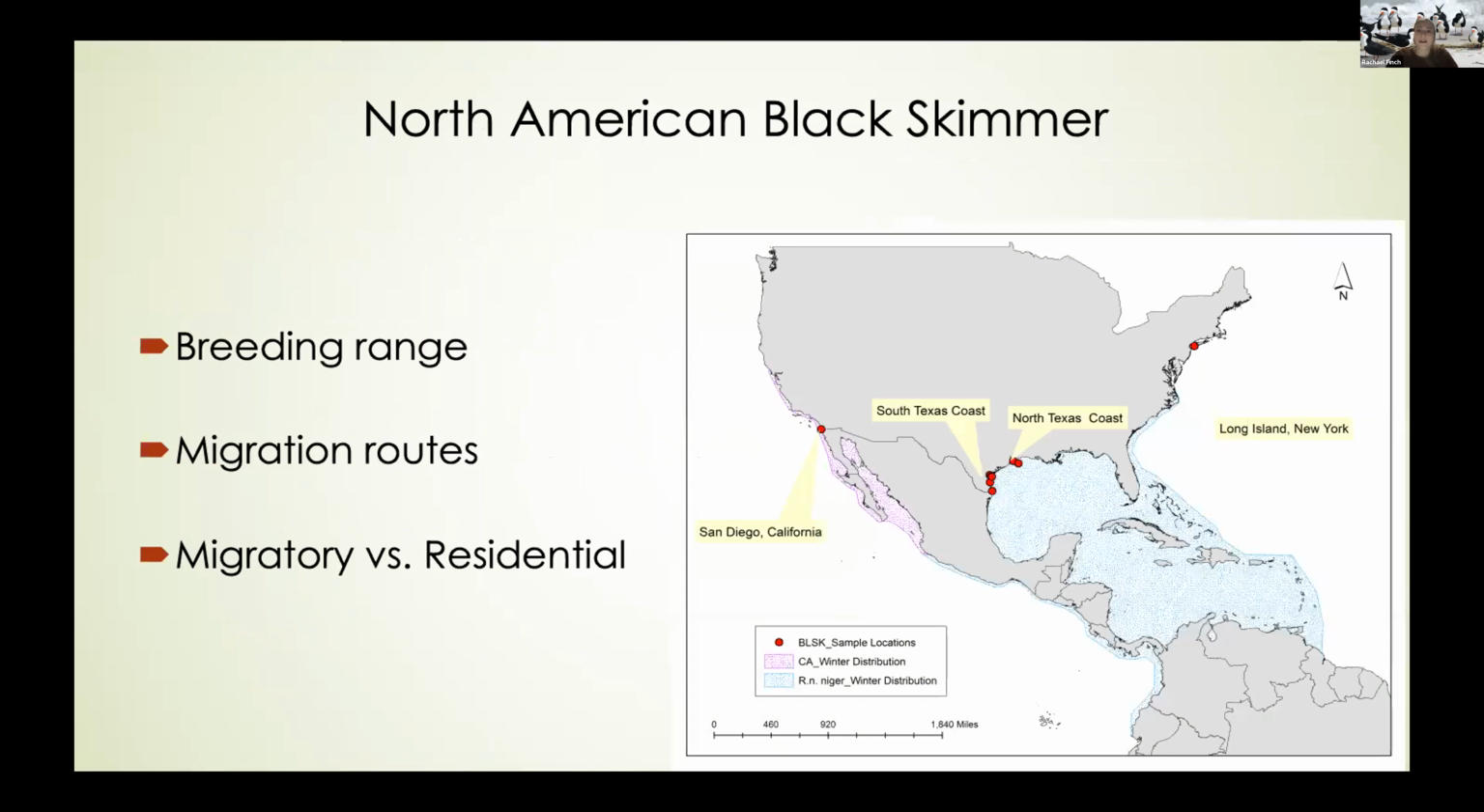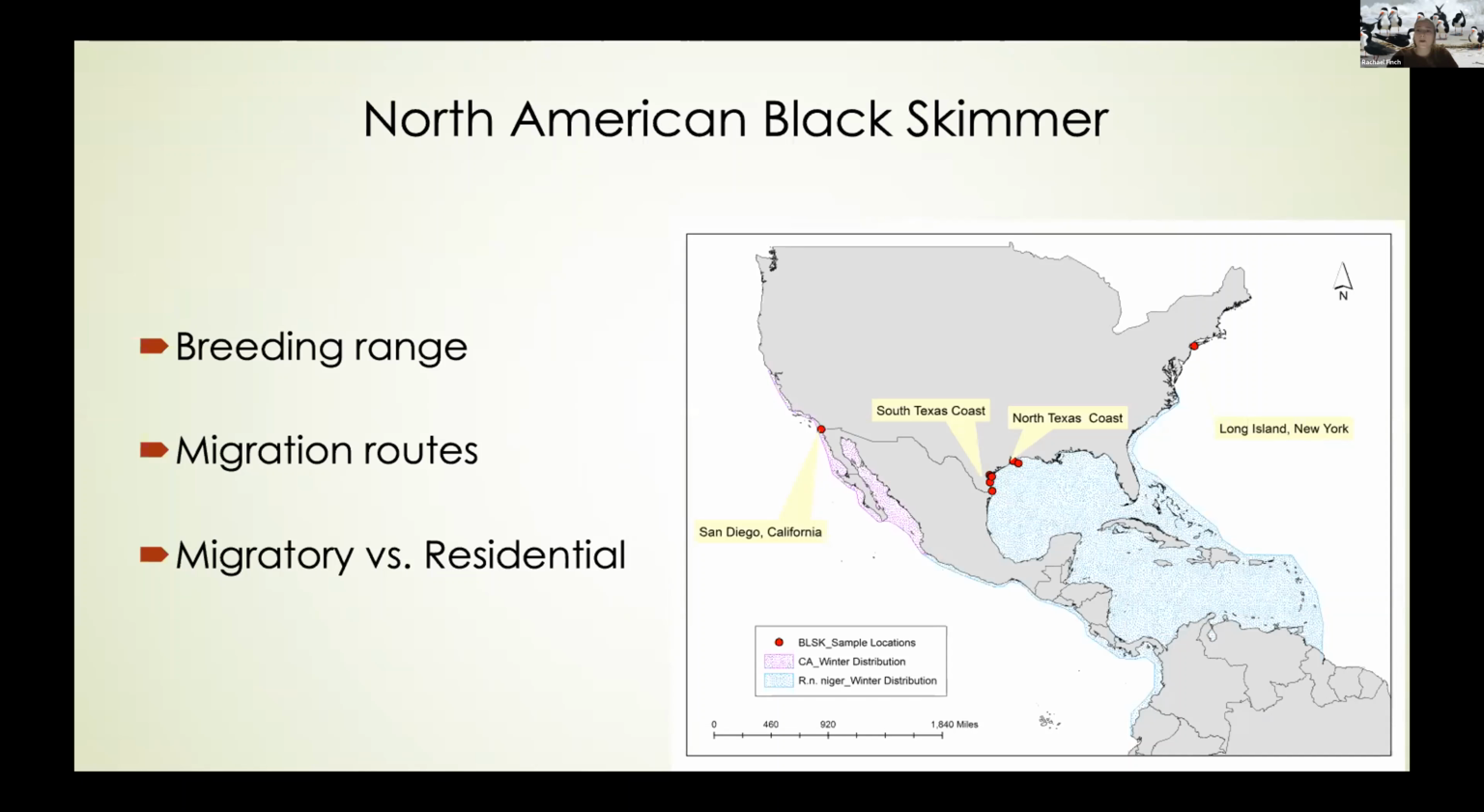So for the North American black skimmer, we know that their breeding range encompasses North America and Central America, from Southern California down to Northern Ecuador on the Pacific coast, and then from Massachusetts down to Northern Venezuela on the Atlantic coast. We know that the populations in California and New York follow a north to south migration route, while those in Texas follow an east to west migration route.